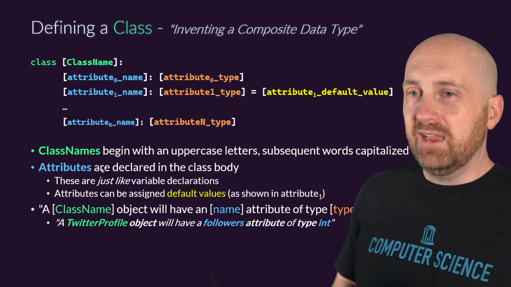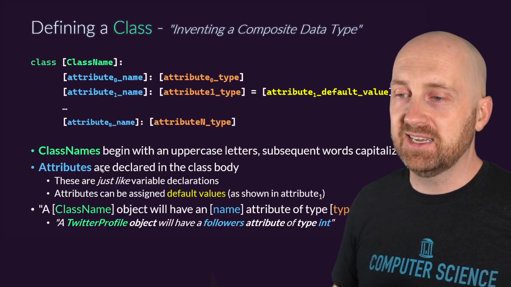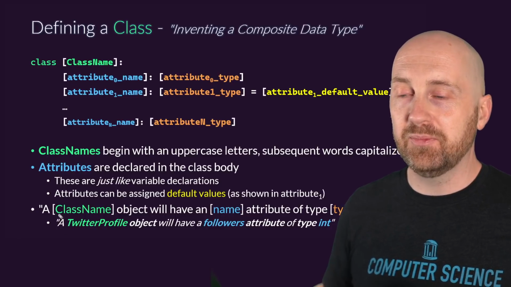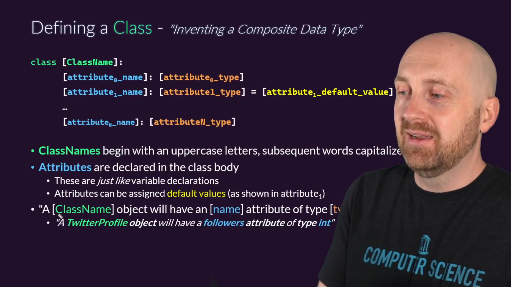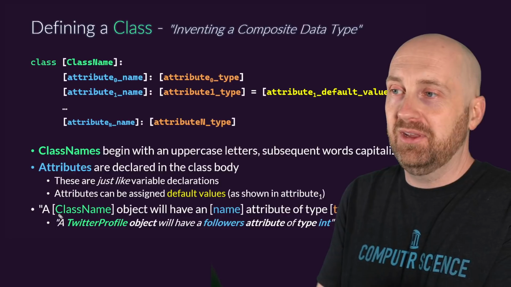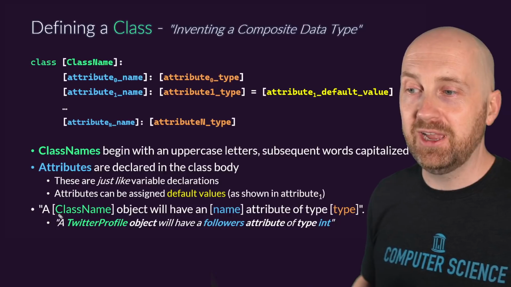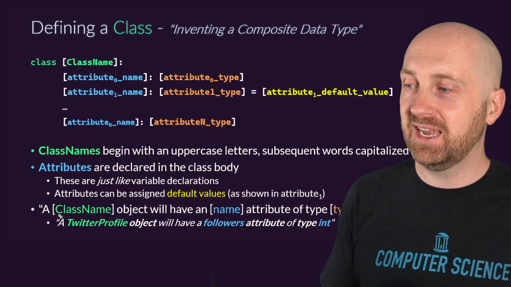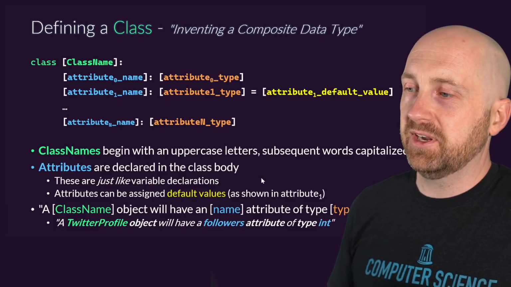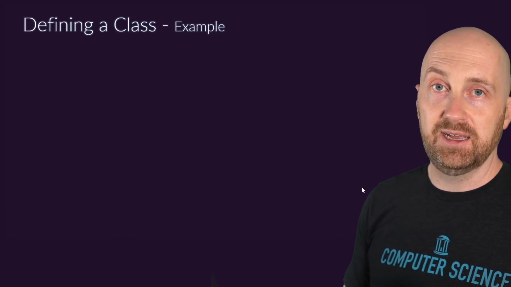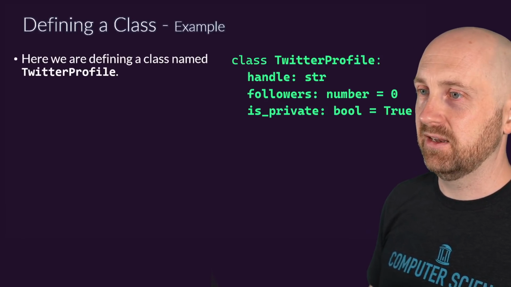And when we think about what it means for us to define an attribute, we can think about this as the statement: an object of type class name will have an attribute of type name whose data type is whatever we've defined. So this is easier to read in a concrete example. A Twitter profile object will have a followers attribute of type integer. So let's take a look at a more specific concrete example, because sometimes looking at a syntactical template doesn't necessarily make it easier to understand.